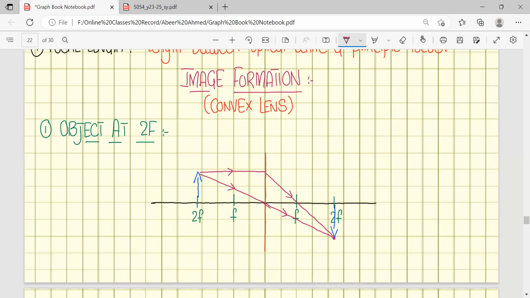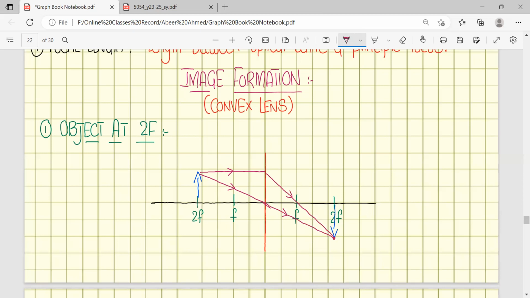After discussing all the conditions, so you remember all the specific conditions of where the image is going to be formed for different positions of the object. So it is very easy to draw the ray diagram: we first draw the image of the object, then we simply complete our ray diagram, right?